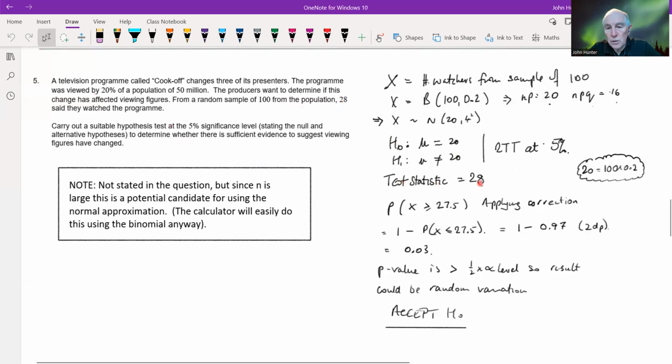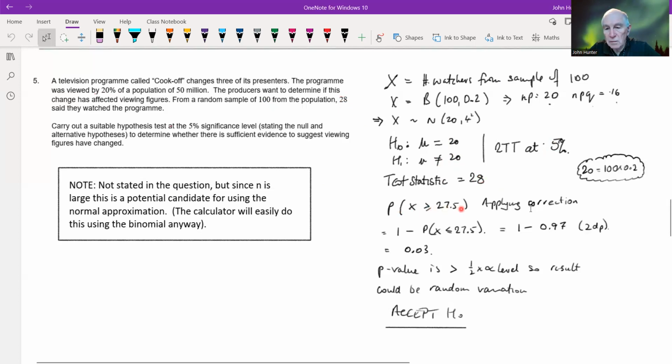So in other words, our test statistic. Incidentally, it doesn't say otherwise, so here we've chosen to do a two-tail test, despite the fact this is 28. I think the point is we don't really know whether it's increased or decreased figures. It's a little bit of an arguable point, but basically we've taken this as a two-tail test at 5%, so each tail is going to be 2.5%. Our test statistic is 28, and that's the number that said they've watched the program.